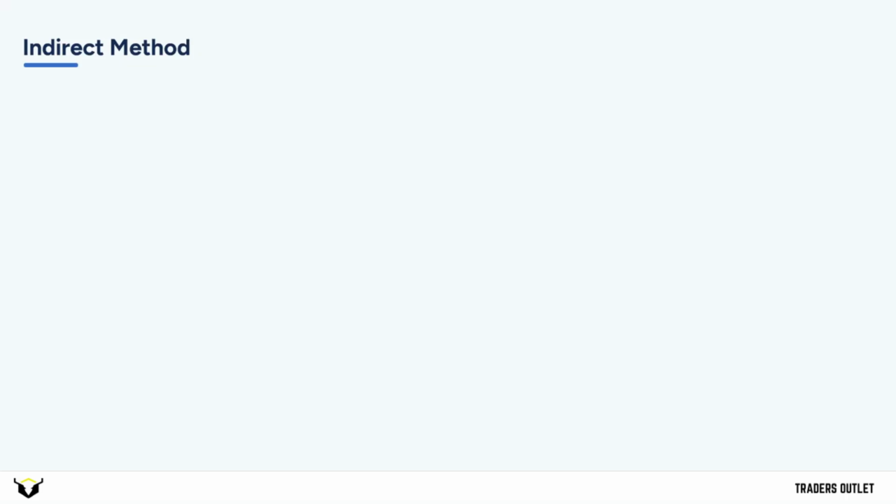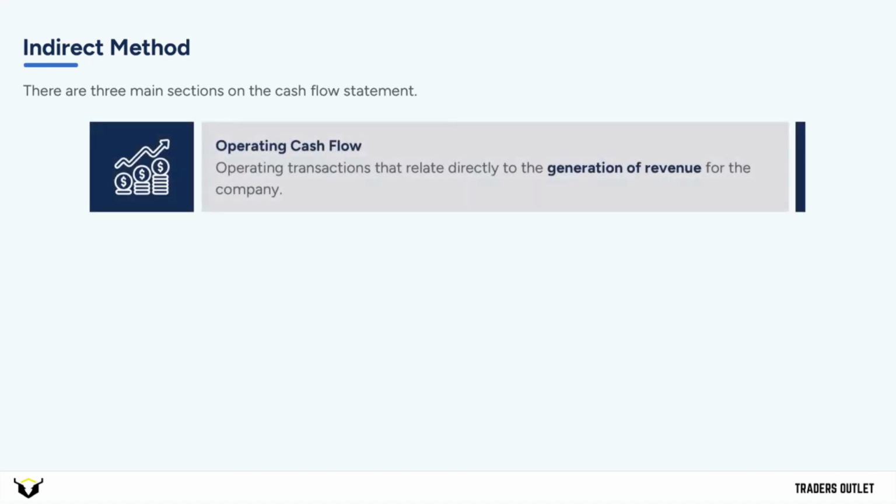For the rest of this course, we're going to focus on the indirect method, which, as I've already mentioned, is by far the most common approach used by organizations. There are 3 main sections on the cash flow statement. The first section focuses on a business's operating cash flows. Operating cash flows and transactions are those that relate directly to the generation of revenue, whether that be revenue or expenses. And basically, they're the reason the company is in business.